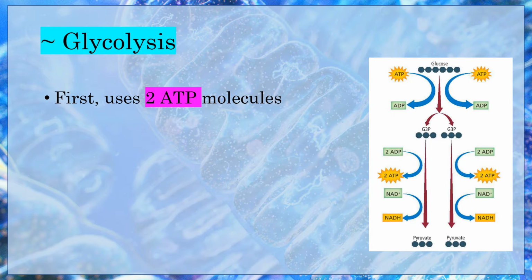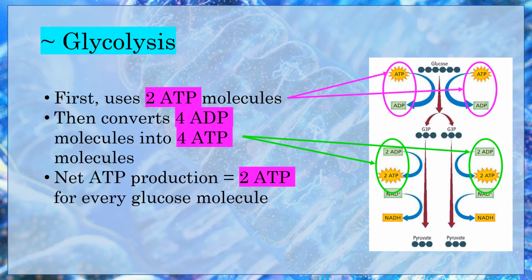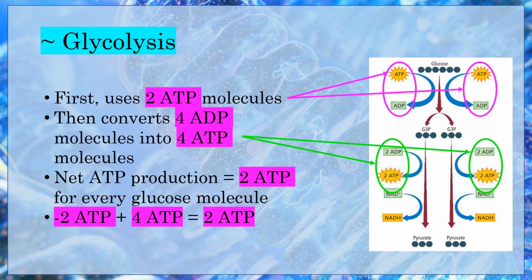So we're going to first use those two ATP molecules. Then it converts 4 ADP molecules into 4 ATP. It's happening on each side because there's going to be two products at the end, so we have 2 ATP on one side and 2 ATP on the other. We're going to get a net ATP production of 2 ATP for every glucose molecule that we eat. Why is it a net 2? Because we first put 2 into the system to start it, we gain 4, and so we have 2 at the end of the system. That's where we've gained 2 ATP.